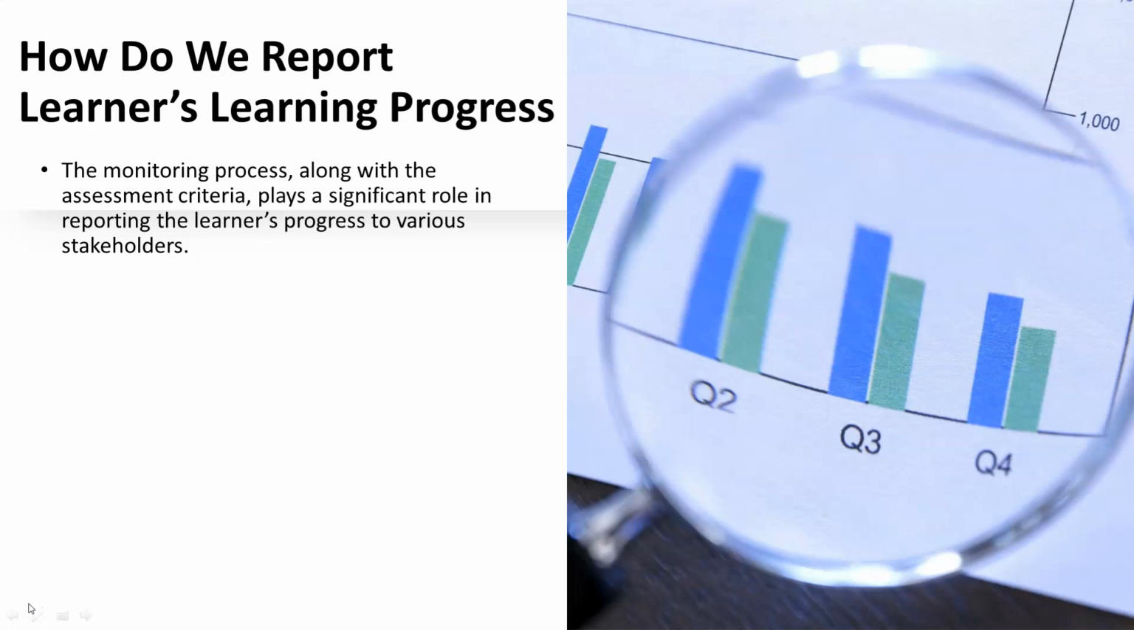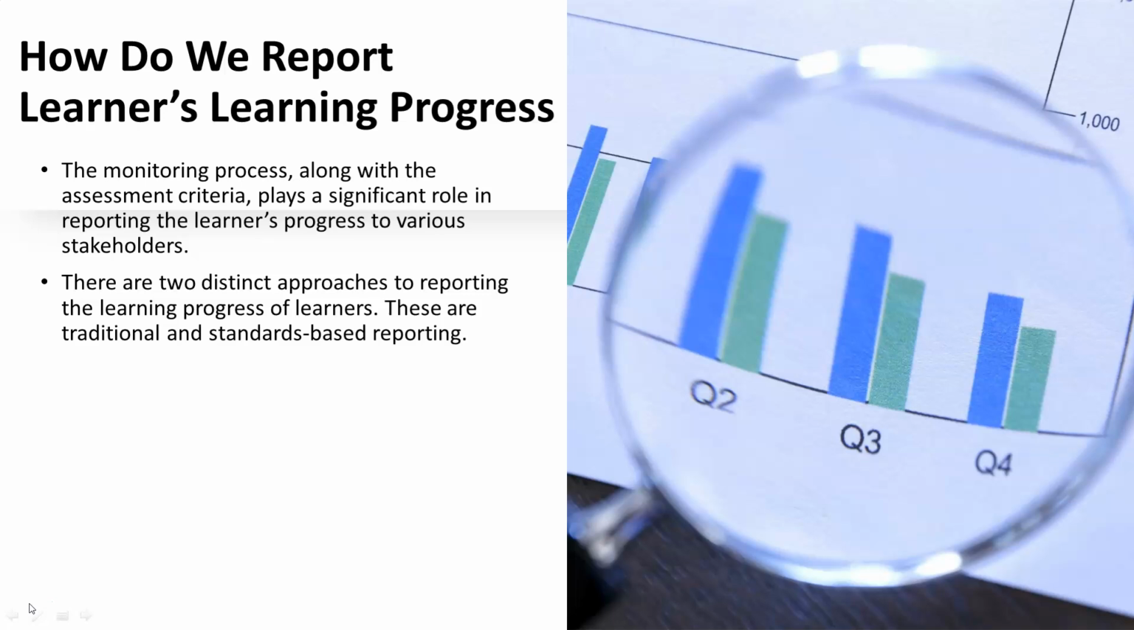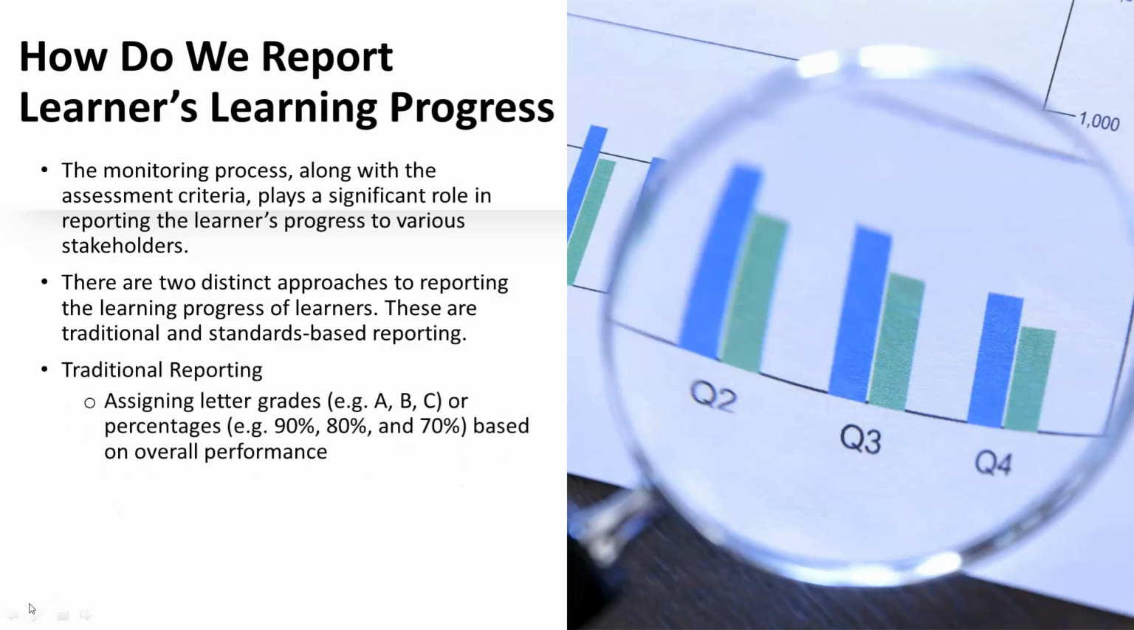There are two distinct approaches to reporting the learning progress of learners. These are traditional and standards-based reporting. Traditional reporting often focuses on assigning letter grades, e.g. A, B, C, or percentages, e.g. 90%, 80%, and 70%, based on overall performance in a subject or course.